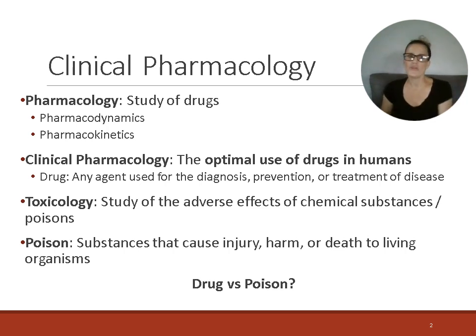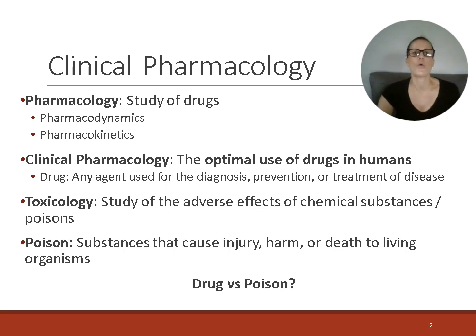Pharmacodynamics is what the drug does to the body. So the drug's effect on the body. Maybe the drug causes your blood vessels to dilate. Maybe the drug causes your heart rate to slow down. It's what the drug is doing to the body.